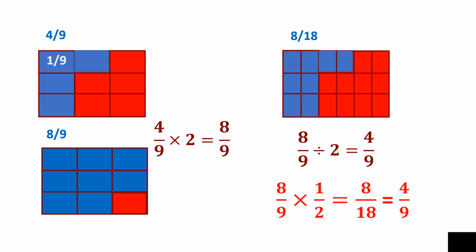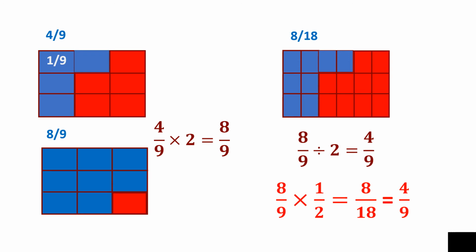If we were to multiply 4 ninths times 2, we would really only multiply the numerator, the 4, times 2. And that would give us a product of 8 ninths. Yeah, that makes a lot of sense. Okay, so now we have 8 ninths.